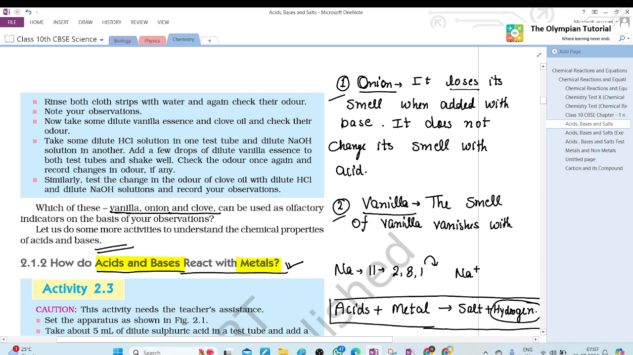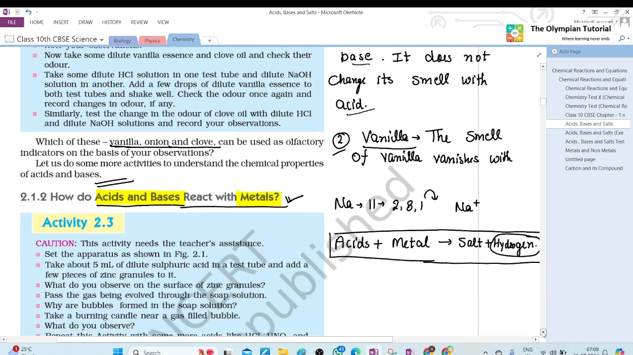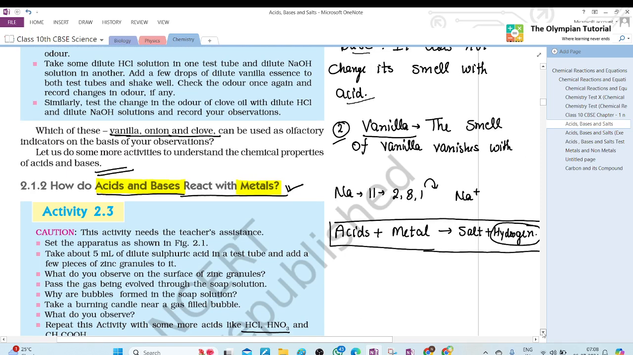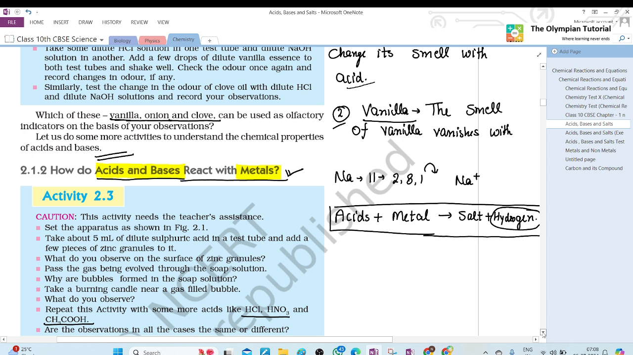Olfactory indicators like onion and vanilla. Onion loses its smell when added with base, but it does not change its smell with acid. Same for vanilla. Tanya, can you tell me what we have written for vanilla? Ma'am, for vanilla essence diluted, the smell of vanilla vanishes with base, but its smell does not vanish in acidic medium.